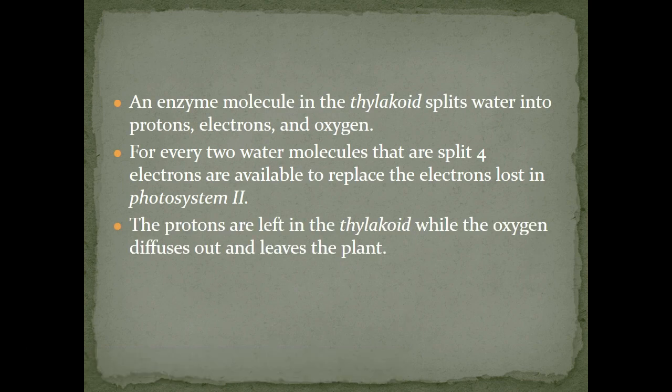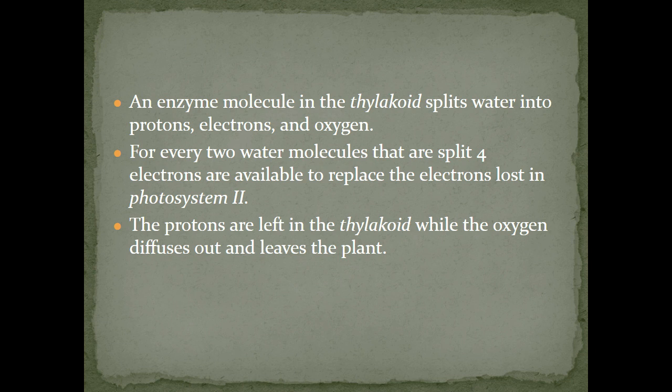So an enzyme molecule in the thylakoid splits water into protons, electrons, and oxygen. So we take this water, and we create oxygen. For every 2 water molecules that are split, 4 electrons are available to replace electrons lost in photosystem 2. So this is where water is very important, because we have to keep the process moving. Think about if you get in a car and you drive 400 miles, you're going to have to replace the gasoline or else you're going to stop. So that's the same thing that happens in the chloroplast.